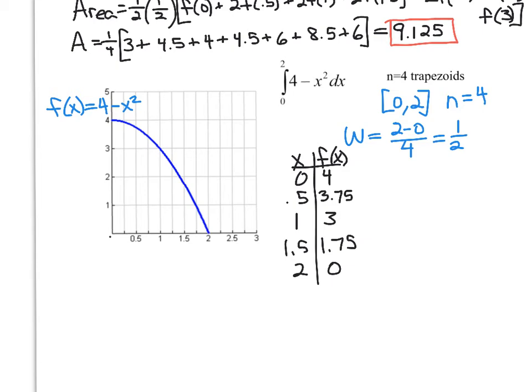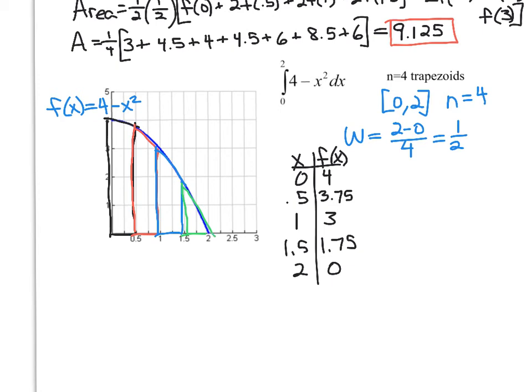So my first trapezoid will go from 0 to 0.5. Go ahead and make those heights and connect the endpoints. Next interval from 0.5 to 1, make the heights, connect the endpoints. Next one goes from 1 to 1.5, make those heights, connect the endpoints. The last one actually turns out not to be a trapezoid, but instead to be a triangle, but we're going to calculate it in exactly the same way.